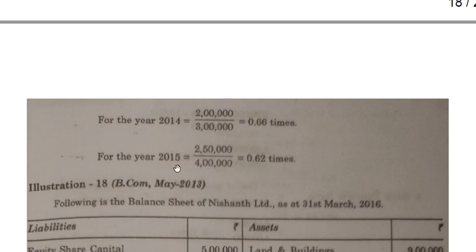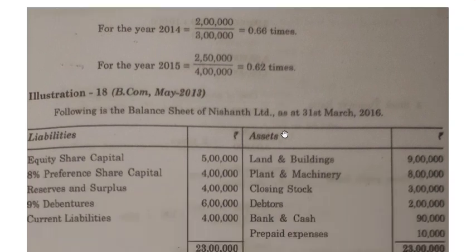And for the year 2015, 2 lakh 50,000 divided by 4 lakh, which is 0.62 times. So this 2 lakh 50,000 is nothing but your share capital plus reserve plus profit divided by your total asset, which is 4 lakh for the year 2015, is equal to 0.62 times.